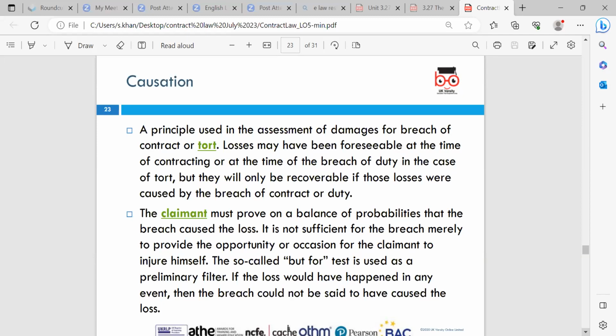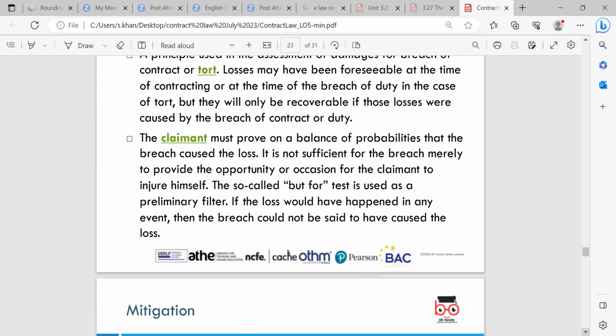It is not sufficient for the breach merely to provide opportunity or occasion for the claimant to injure himself. The so-called but-for test is used as primarily the filter. If the loss would have happened in any event, then the breach could not be said to have caused a loss.